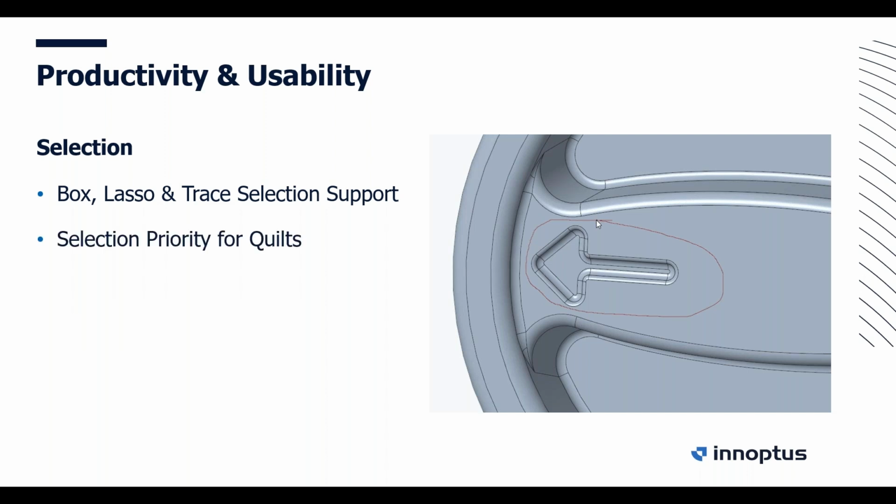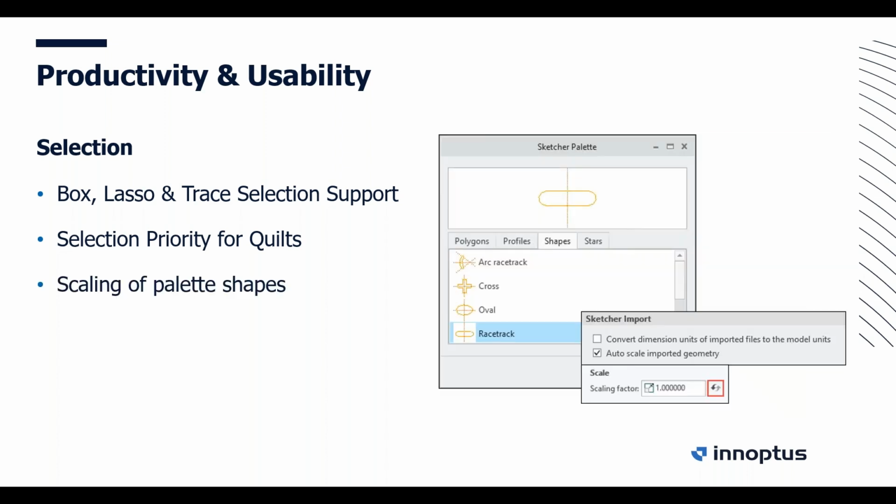There's also a change in the selection priority for people who work a lot with quilts. This is very time saving. In the past it was annoying, but I'll show that in a moment in the demo itself. This is also something that we had a lot of questions about in the last years. Finally added is scaling for imported shapes. So for any imported geometry, you can now, with this setting, direct it so that it always jumps to scale 1, but you can always change it afterwards as well.